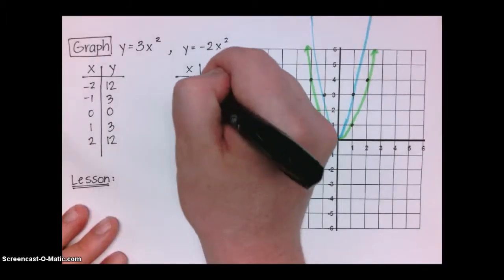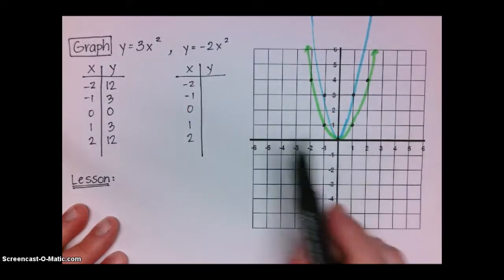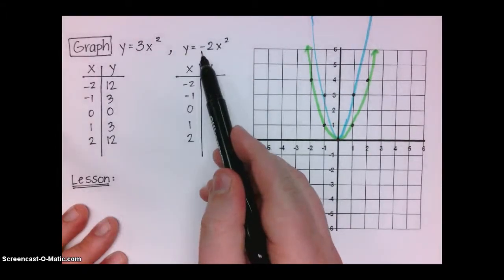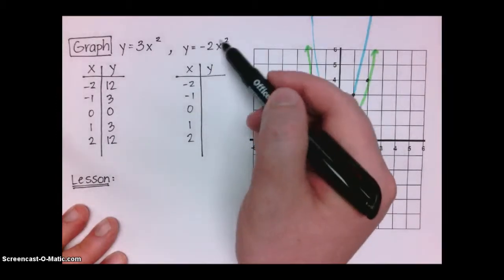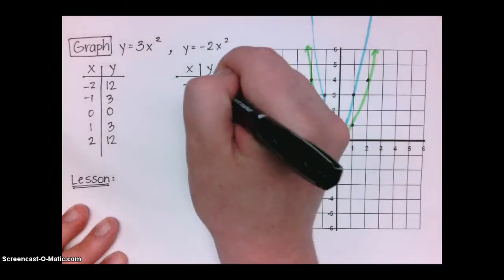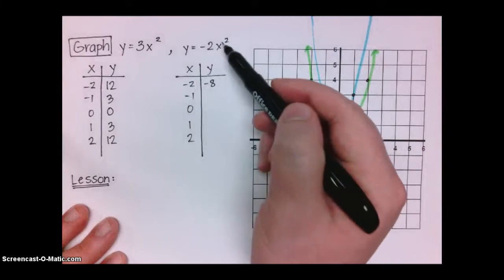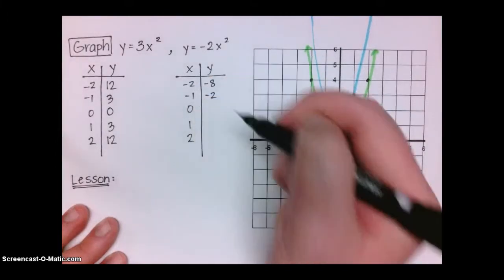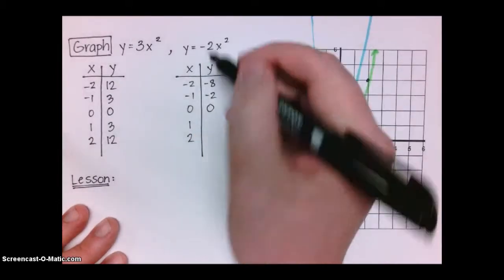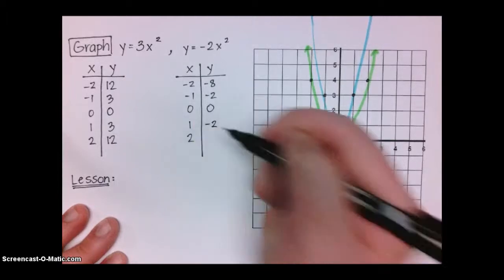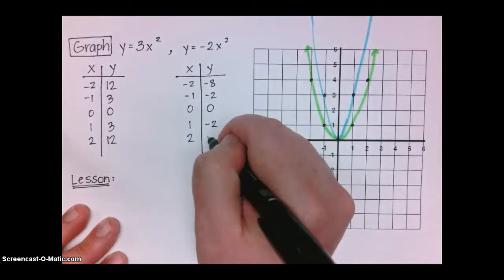So I'm going to choose some points again, negative 2, negative 1, 0, 1, and 2. This time I'm going to plug it into the function y is equal to negative 2x squared. So plug in negative 2. When I square that, I get 4 times negative 2 is going to give me negative 8. Let's plug in negative 1. Negative 1 squared is 1 times negative 2 is negative 2. Plug in 0. 0 times anything is still 0. Plug in 1. 1 squared times negative 2 is negative 2. And plug in a 2. 2 squared is 4. Negative 2 times 4 is negative 8.